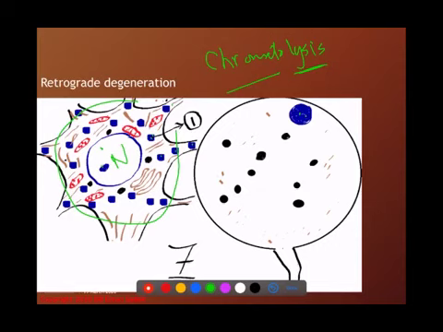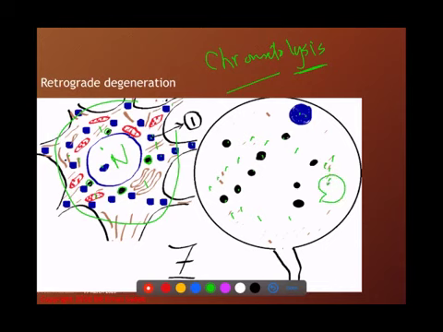Then, the Golgi and the mitochondria here will disappear. And the neurofilaments will be fragmented. Our neurofibrils will be fragmented. And the thing that will increase so much will be the lysosomes. Here the lysosomes are 1, 2, 3, 4. Now 1, 2, 3, 4, 5, 6, 7, 8, 9. Why? To eat the products of this degeneration.